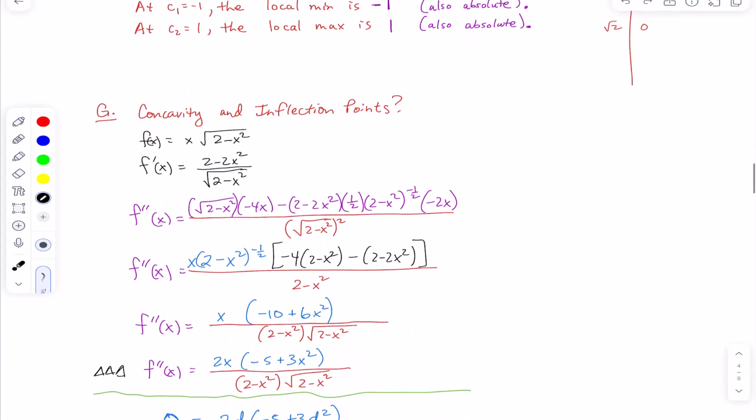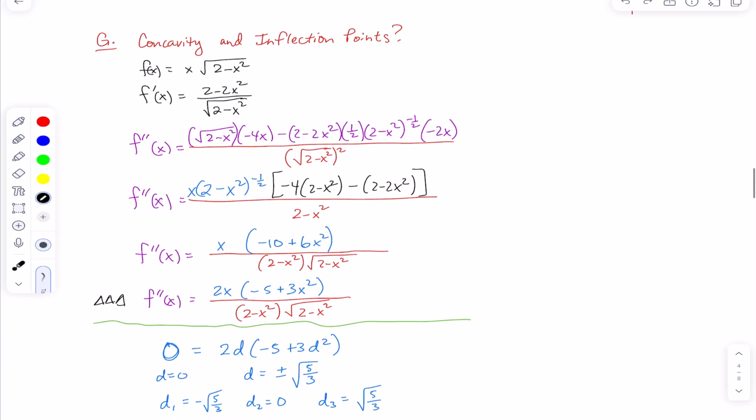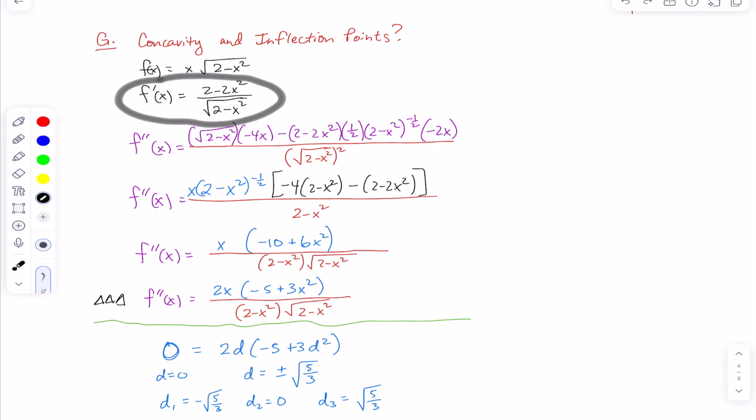Is there concavity and inflection points? Whenever we talk about concavity or inflection points, we need the second derivative. Go back to your function, and be able to find a first derivative that easily allows you to find the second derivative. In this case, I chose this form and then use the quotient rule.